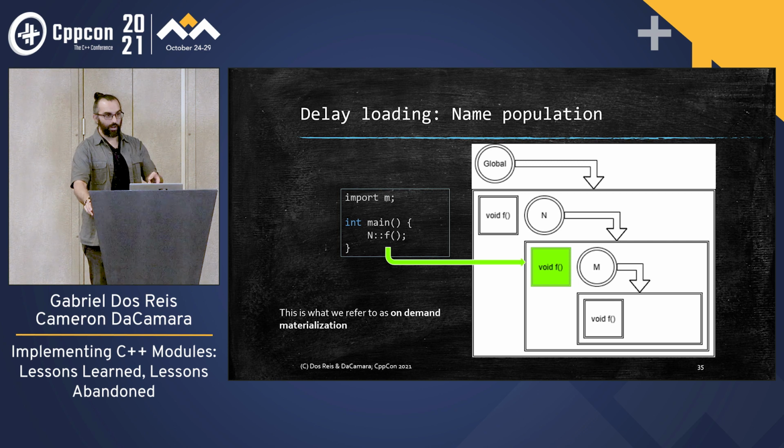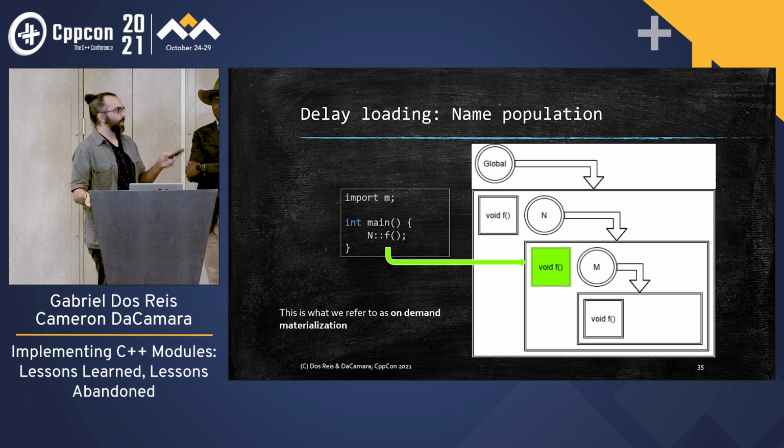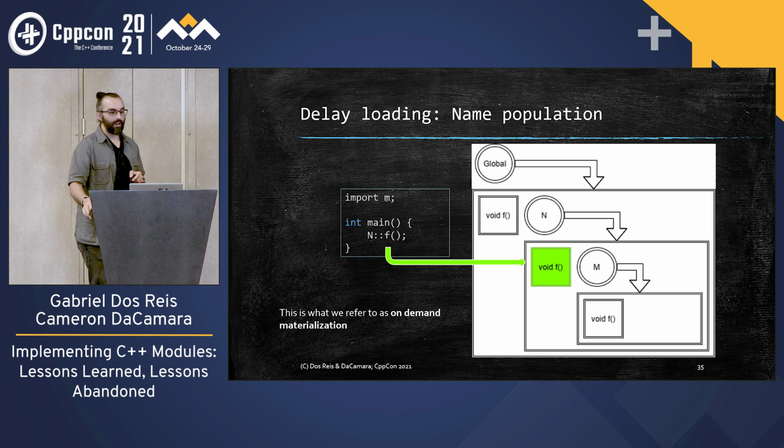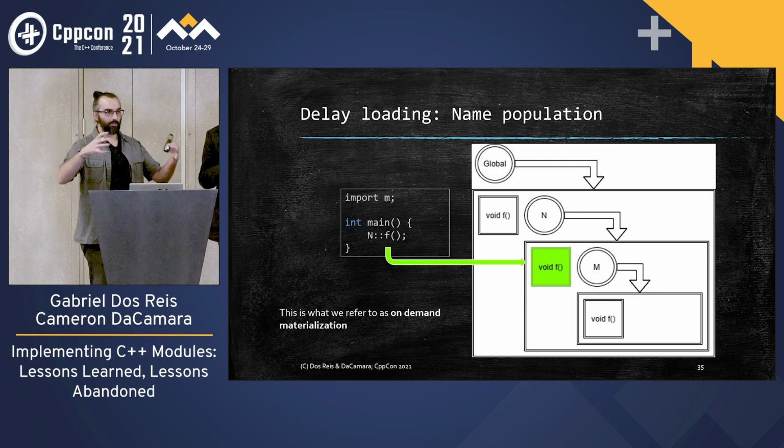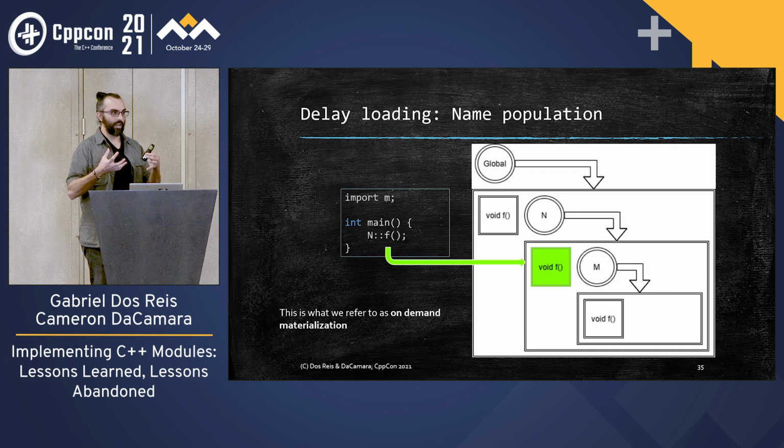So when you say import M here, the compiler is going to say, okay, when you do a lookup of N::F, it's really going to become a select over the graph. So when that happens, all we really have to do is retrieve the entry void F and take all of its semantic information, materialize it from the IFC, create a symbol for it, and off you go. This is what we refer to as on-demand materialization.